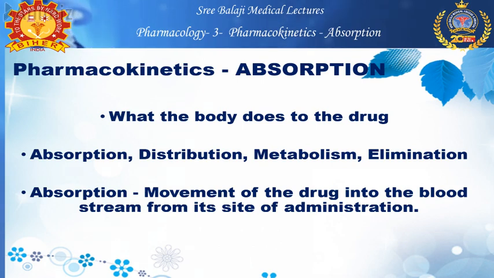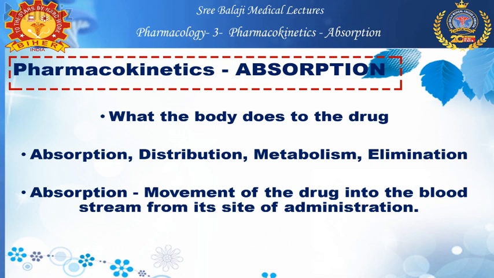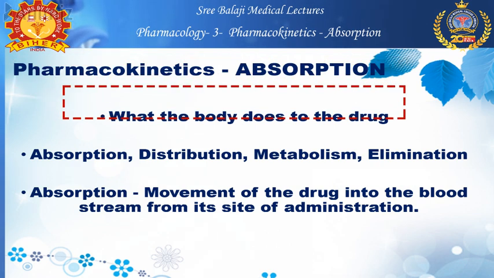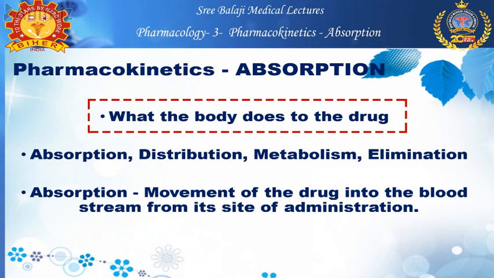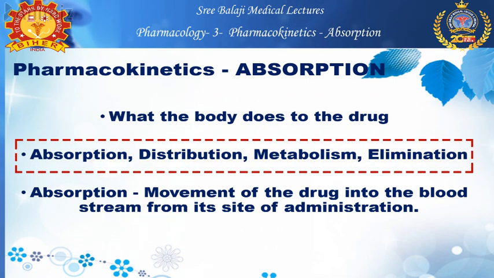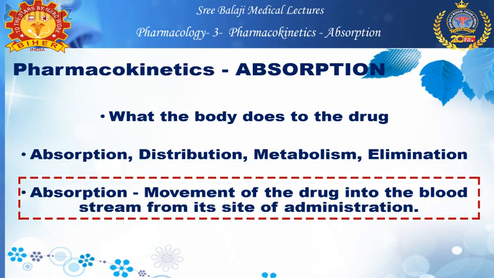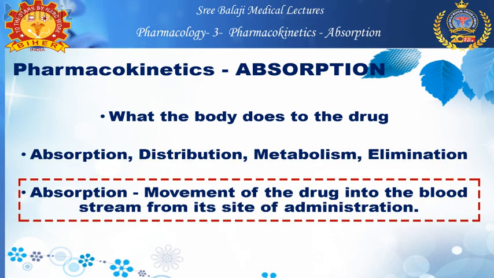So today we will be learning about absorption. We know the terminology pharmacokinetics. Pharmacokinetics is what the body does to the drug. Its components are absorption, distribution, metabolism and elimination. The first step is absorption. Absorption is the movement of the drug into the bloodstream from its site of administration. It is the site from where the drug is absorbed.